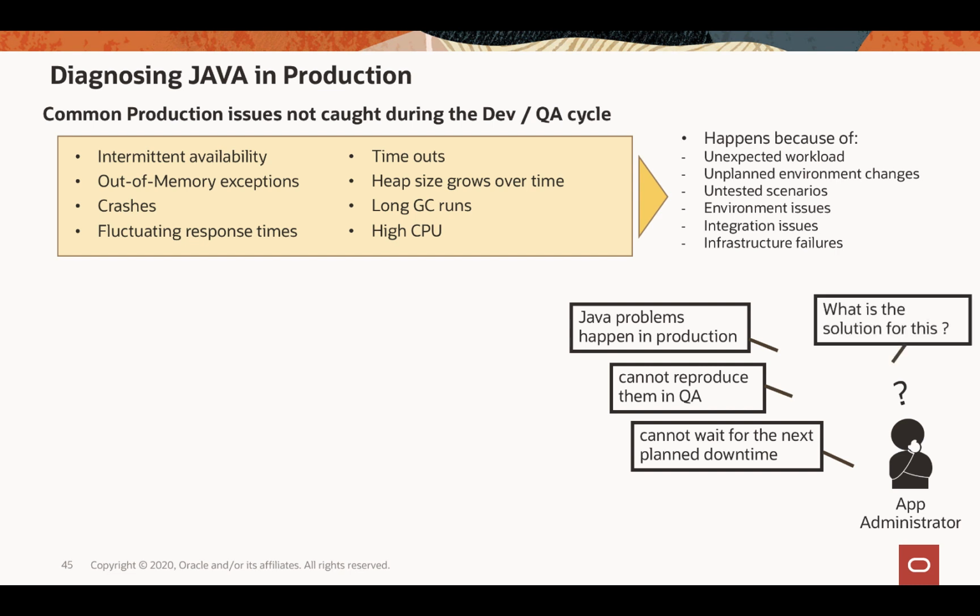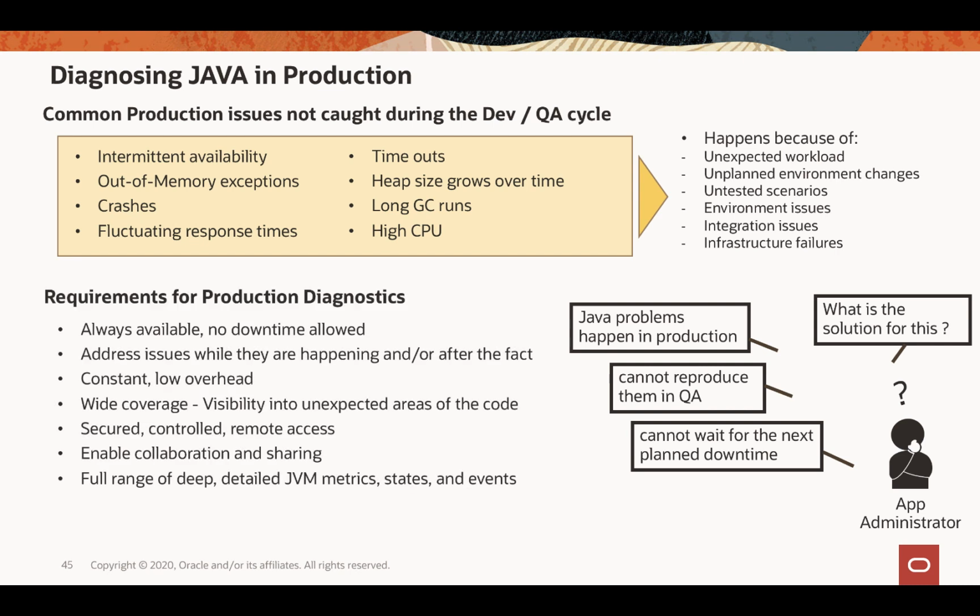Then what is the solution for these problems? There are some requirements in order to run diagnostics in production. First of all, the solution has to be always available. No downtime is allowed because that is a production environment. Therefore, instrumentation of the code or recompiling of the application are not allowed either. And overhead has to be constant, low, and stable. Impact to the production should be minimal. Wide range coverage, secured access, full range of detailed JVM metrics. And these are actually the features that JVM Diagnostics provides. So JVMD has a solution.